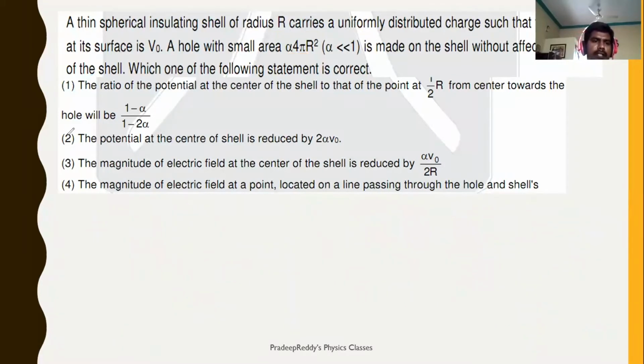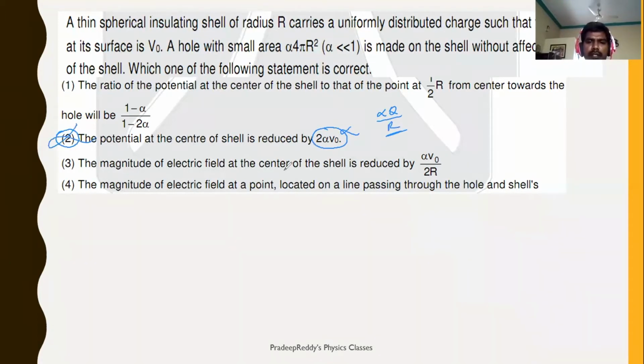Next, let us consider this second option. The potential at the center of the shell is reduced by 2 alpha V naught. Obviously, this is wrong because potential at the center will be reduced by a value of alpha capital Q divided by R. So this second one will be the wrong option.